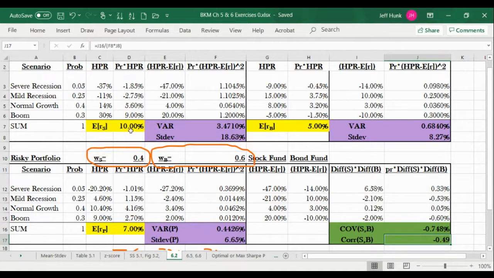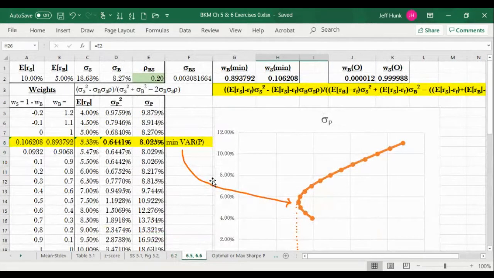In our original portfolio, the mean return of the stock was 10%. Mean return of the bond portfolio was 5%, and the standard deviation of the stock portfolio was 18%, and standard deviation of the bond portfolio was 8%. But those numbers were all arbitrarily typed in there, and we don't have to type them in, because we know we can do better.